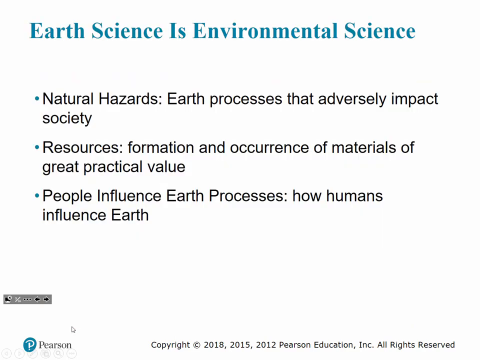So Earth science is an environmental science, okay? It definitely is. Earth science seeks to study natural hazards. Those are processes that impact society. Things like smog, pollution. Earth science seeks to understand the causes and how to alleviate those causes. Earth science also seeks to understand our natural resources and how to conserve our natural resources.